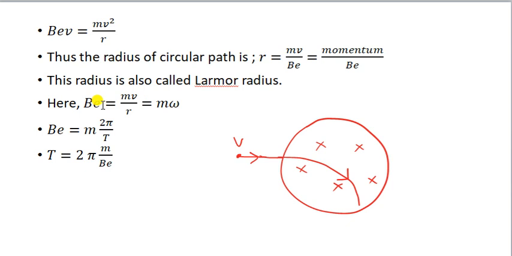This radius is also called the Larmor radius, and from this relation we can find the time period as well. We can convert v to omega r, because v is equal to omega r, and in this way we can find the time period. So thank you very much. In this video I have just explained the motion of the electron in the electric and the magnetic field. Thank you.